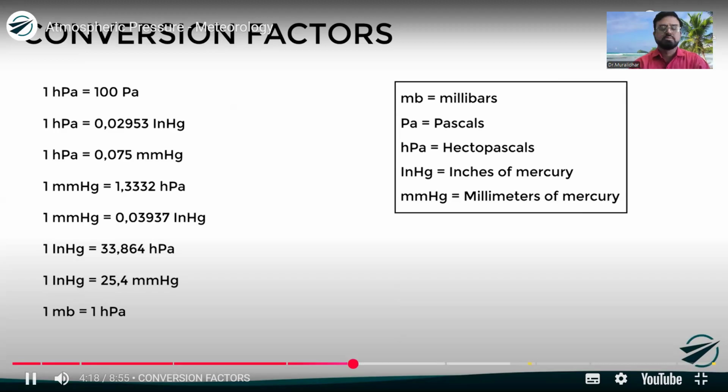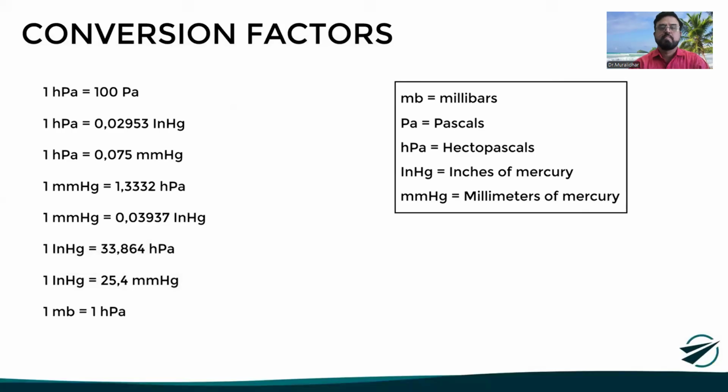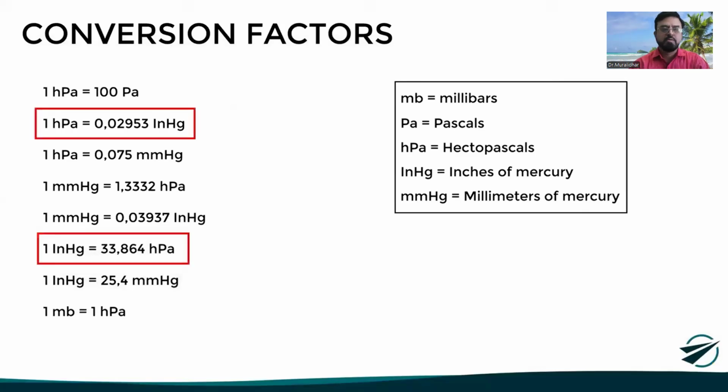Now, it is important to mention that in aeronautical meteorology, the most commonly used units are hectopascals and inches of mercury. And a general rule of thumb for quick conversions between these units is to divide by 34 to go from hectopascals to inches of mercury, or multiply by 34 to go from inches of mercury to hectopascals.